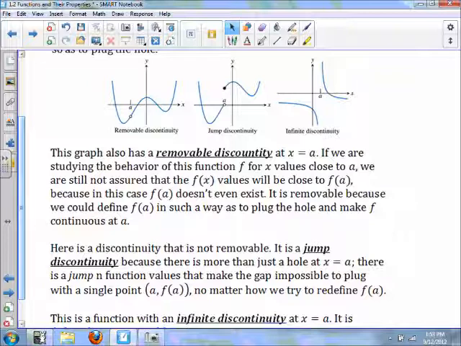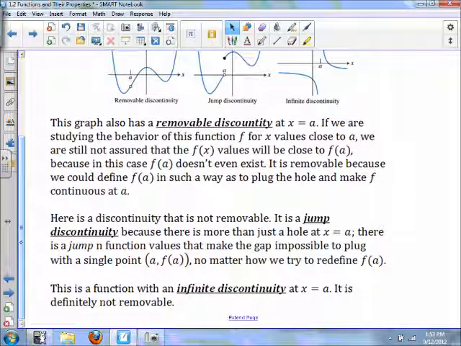It is a jump discontinuity here in the middle graph because there's more than just a hole at x equals a. There's a jump in the function values that makes the gap impossible to plug with a single point, no matter how hard we try to redefine f of a. And the last one there is a function with infinite discontinuity. It is definitely not removable, or a jump discontinuity, that's why it's infinite.